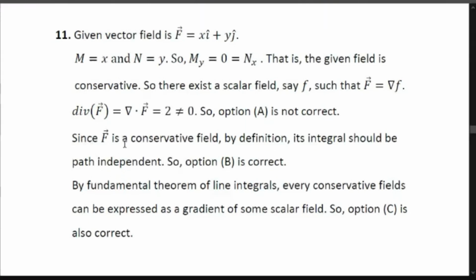Now, since F is a conservative field, by definition its line integral should be path independent. So what option B says, the integral of F is independent of the path in S, is true. B is also correct. The third option is F can be expressed as a gradient of a scalar field. It is correct because F is a conservative field. Option D says the line integral of F is 0 around any piecewise smooth closed path in S. Since F is conservative, the line integral of F over any closed path is 0. So option D is also correct. So the correct options are B, C, and D.